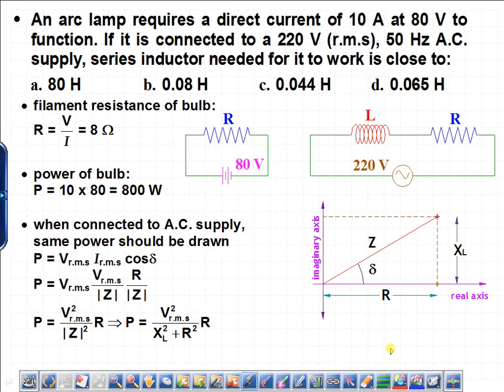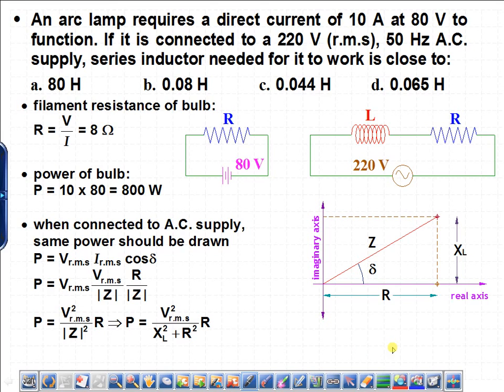So impedance of such circuit Z is equal to under root of XL square plus R square, and cos delta we can simply view from this that it is equal to R by Z. Making use of that, we can write the power in that AC circuit as Vrms. Instead of Irms, we can replace that by Vrms by impedance. Instead of cos delta, we can replace it as R by modulus of Z again.